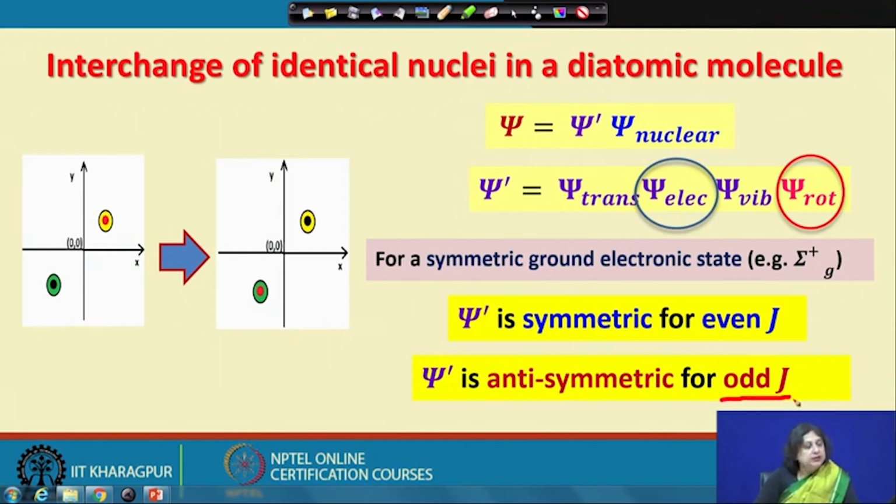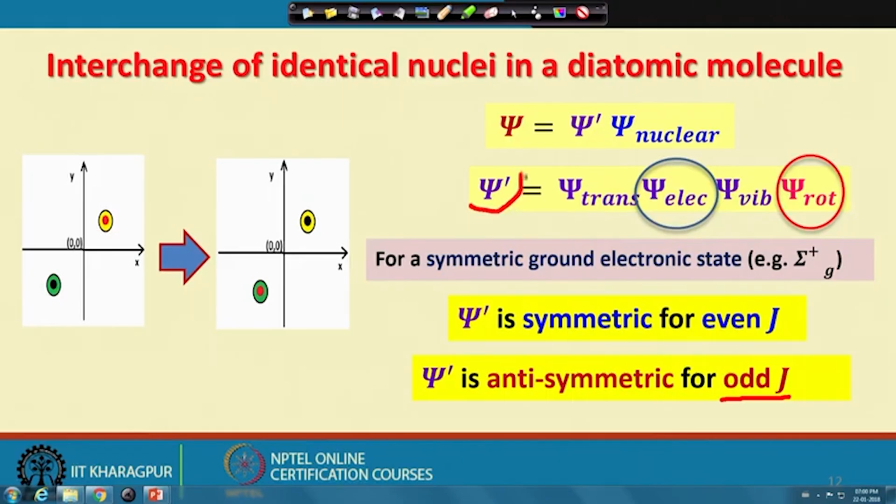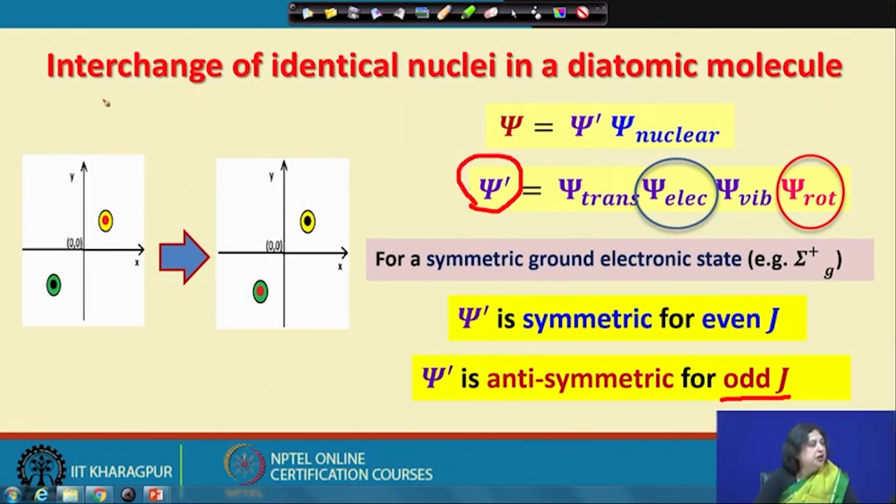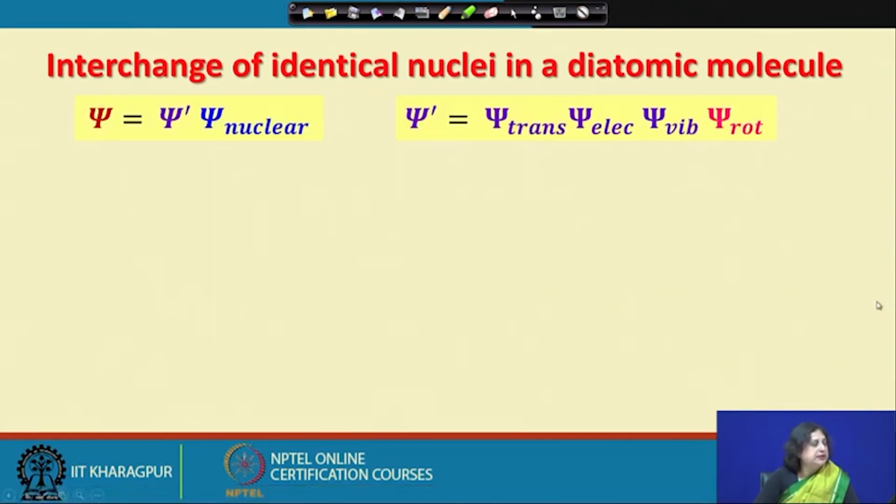Okay. So, this is the most common scenario as far as the behavior of psi prime is concerned in response to interchange of identical nuclei in this diatomic molecule. Obviously, then the next part is to consider psi nuclear.